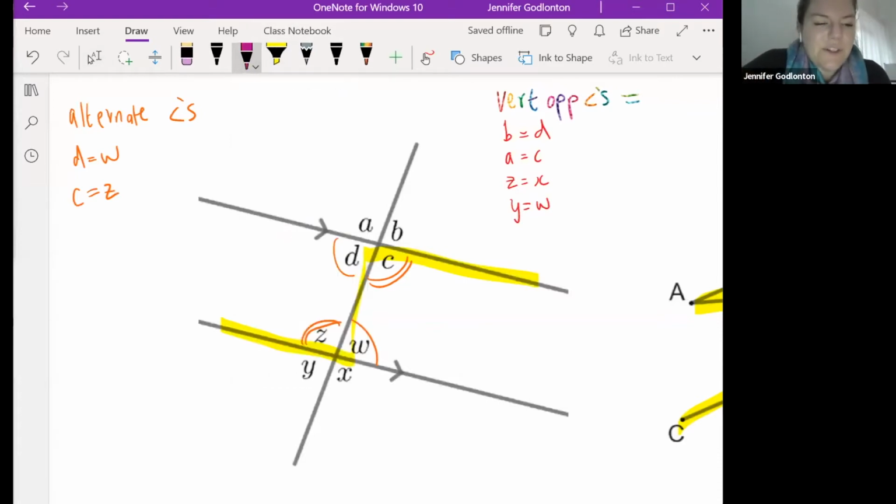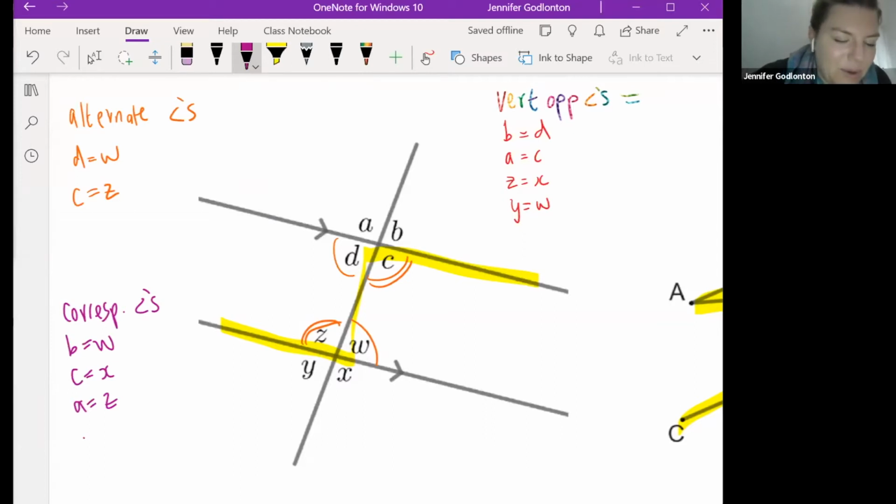One last question. This one, I just want you to pop it into the chat for me, just so we can go through it super quick. I want to know which ones are equal if my reason is corresponding angles. So we have got B and W, I'm seeing in the chat. C and X, good. A and Z, good. And D and Y, beautiful.